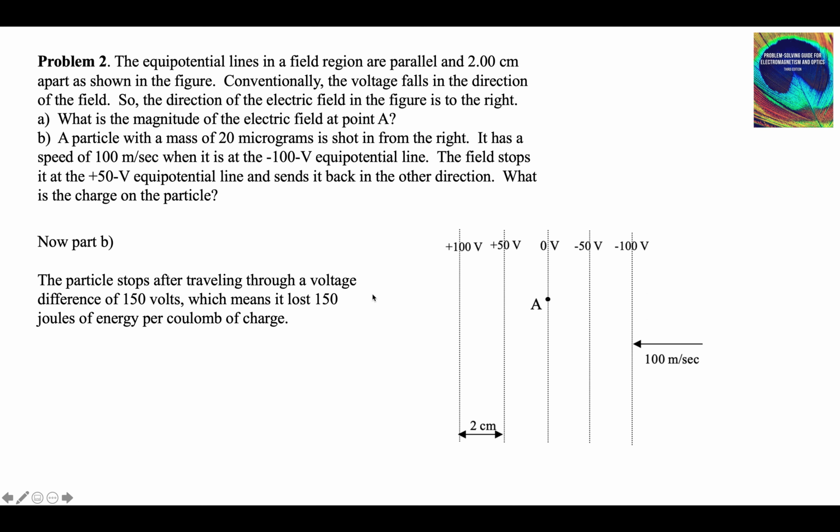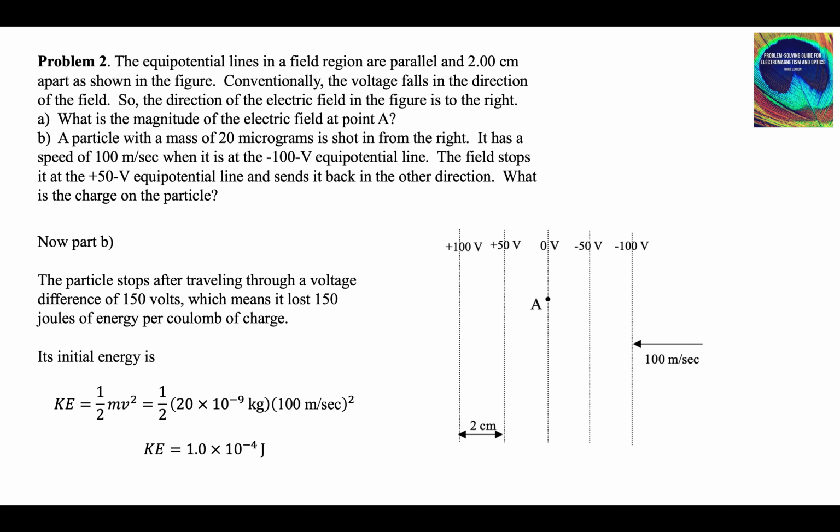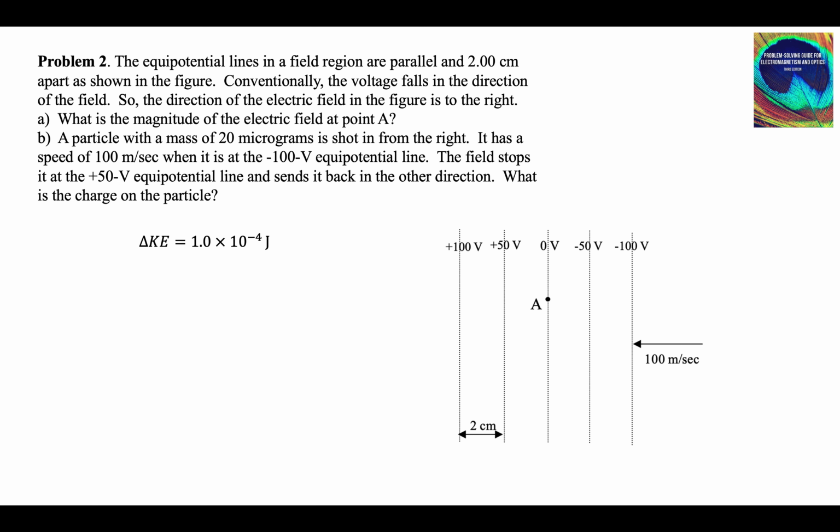The particle stops after traveling through a voltage difference of 150 volts, which means it lost 150 joules for every coulomb of charge it has. We can calculate its kinetic energy, 1/2 mv squared. I converted 20 micrograms to kilograms, so I can get joules, and I get 10 to the minus 4th joules. If we know the energy change was 10 to the minus 4th joules, and we know it lost 150 joules per coulomb, we can calculate what the charge is.